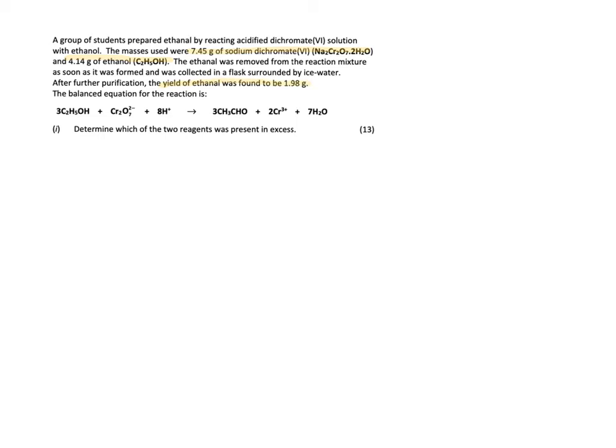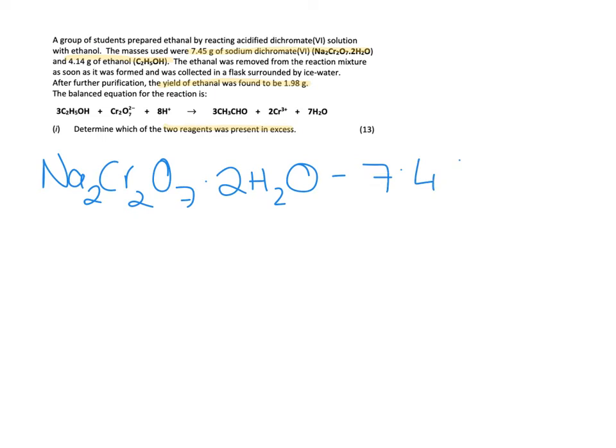So for the beginning, I'm looking for 2 reagents and which one was present in excess. Now remember, in excess means I have more than I necessarily need. And from the previous calculation, we can only work with this when we come to moles. So I'm going to start off with sodium dichromate, Na2Cr2O7.2H2O. Now I can see that there's 7.45 grams of that, and like I said to you, grams is no good to me.